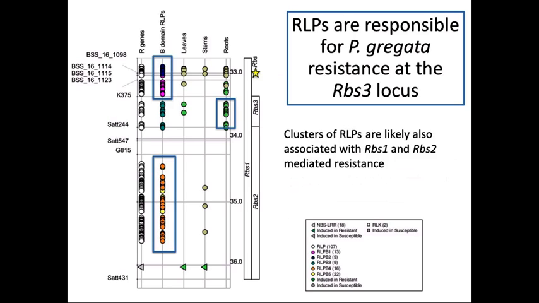Looking at this picture, there are other clusters of RLPs as well: the cluster of B1 and B2s at the top, and the cluster of B4s and B5s at the bottom. It's likely that these other clusters could be correlated with RBS1 and RBS2 mediated resistance as well. So RLPs are responsible for P. gregata resistance at the RBS3 locus. We've identified 12 candidate genes here.